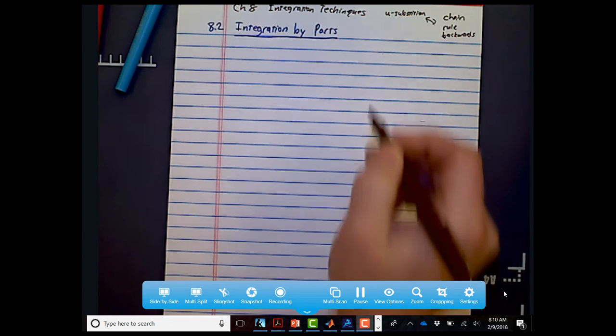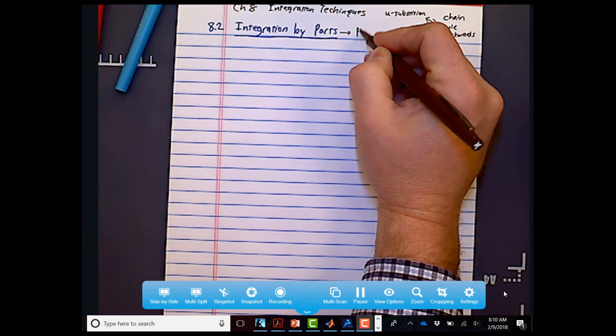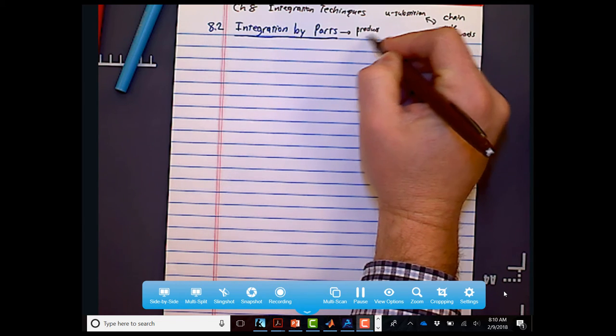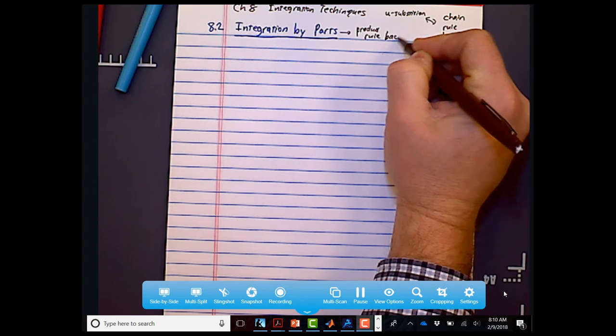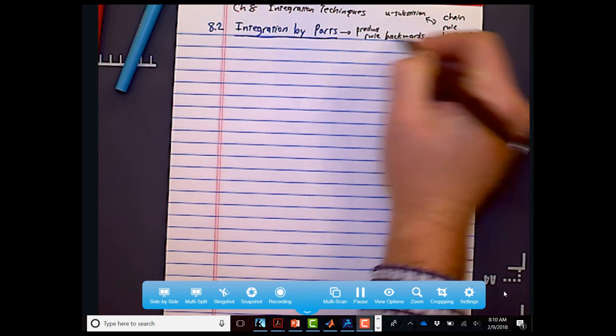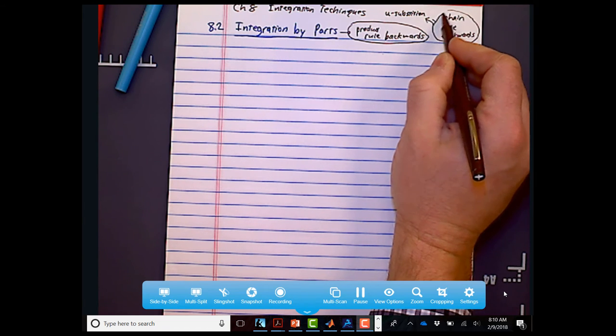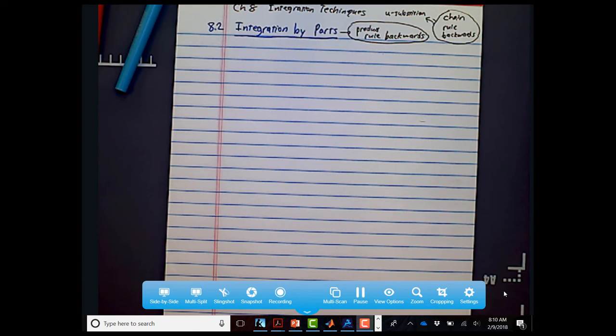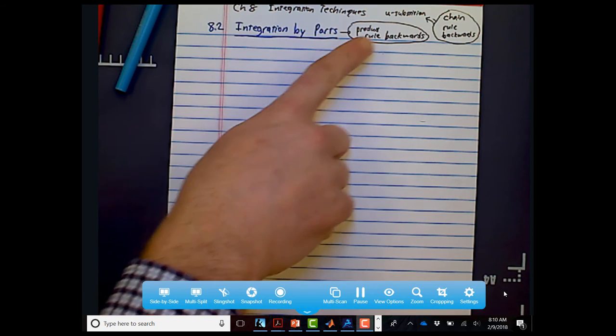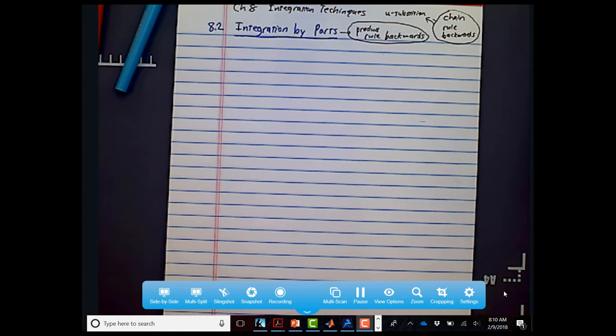Well, it turns out that integration by parts is going to be the product rule backwards. And so that's kind of how this all schemes together. So then what's the rest of chapter 8 about? Well, it's using algebra and trigonometry to do tricky kinds of substitutions and things like that. I've taught some calculus courses where this is all you do. You show them how to do substitution, you show them how to do integration by parts, and you move on.